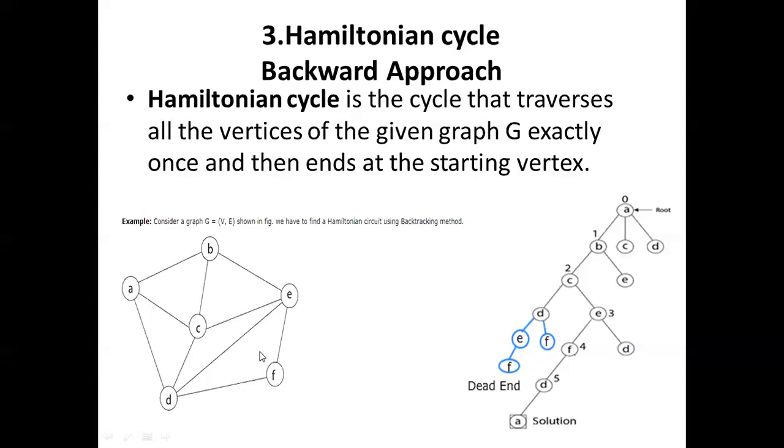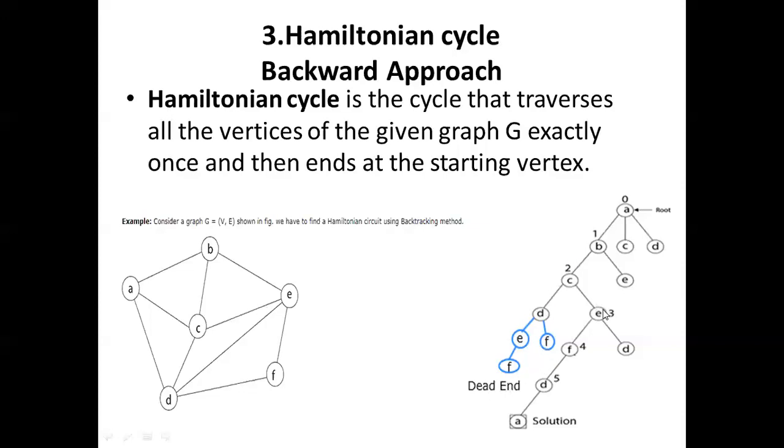Here, F, which are the neighbors? D, E. In this particular path, A, B, C, D, F, I visited E. Now I can draw E here. From E, I should go back to A. Is it possible? No, because all the other vertices I visited. It's impossible. That's why I am not showing E here. That also will go to a dead end.